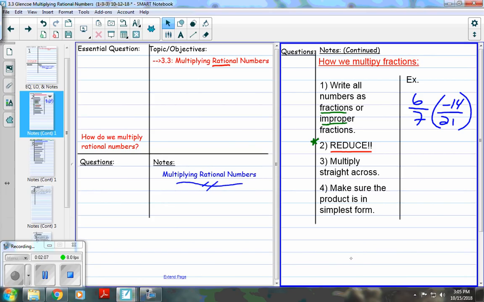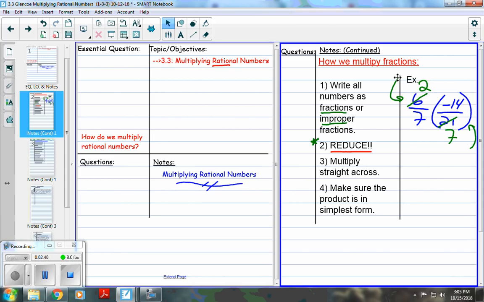Okay, so can we reduce any numbers in this problem? Go ahead and pause here. Try and think about where to reduce. Okay, welcome back. I hypothesize many of you noticed we can reduce the 6 and the 21. And what number can we reduce 6 and 21 by? Yeah, if you said 3, you're correct. So we're going to divide 6 by 3, and it turns into a 2, and the 21 by 3, and it turns into a 7.